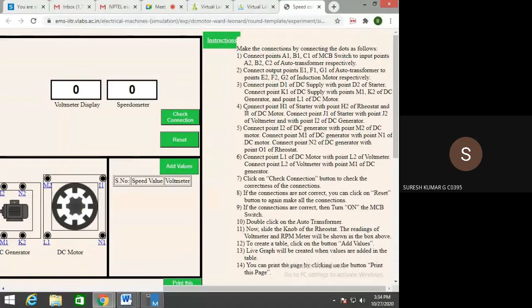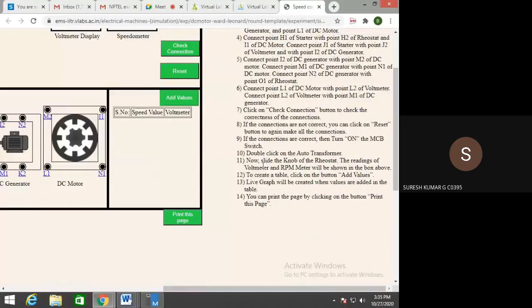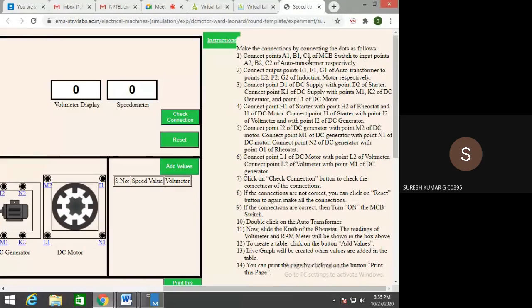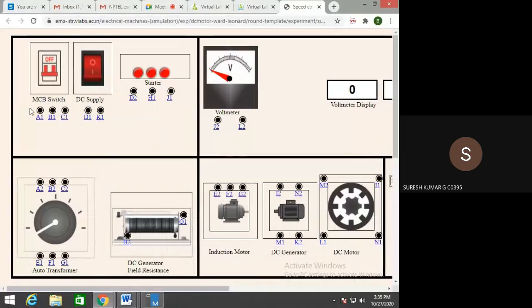And then connect point H1 to H2 of the rheostat and connect point J1 of the starter with J2 of the voltmeter with point I2 of the DC generator. So connect I2 of the DC generator with point M2 of the DC motor. So just we want to see the steps. So first connection: A1, B1, C1 to A2, B2, C2. A1 to A2, B1 to B2, C1 to C2. So the first is over.